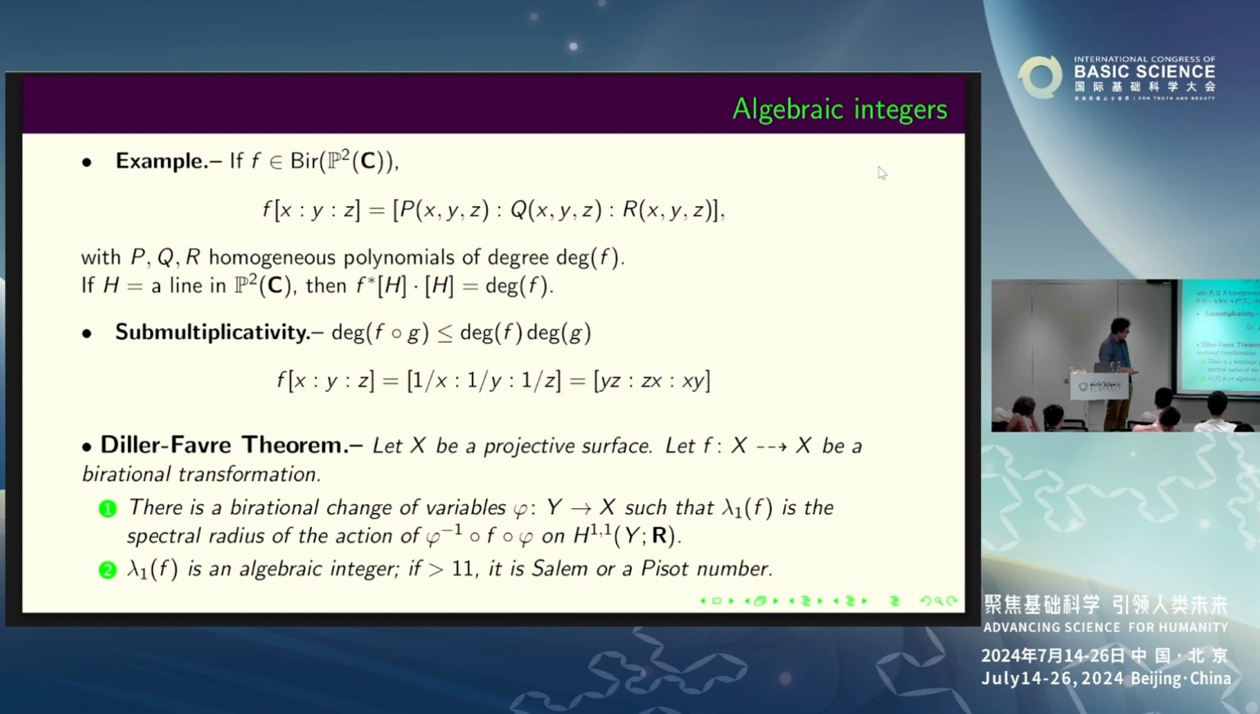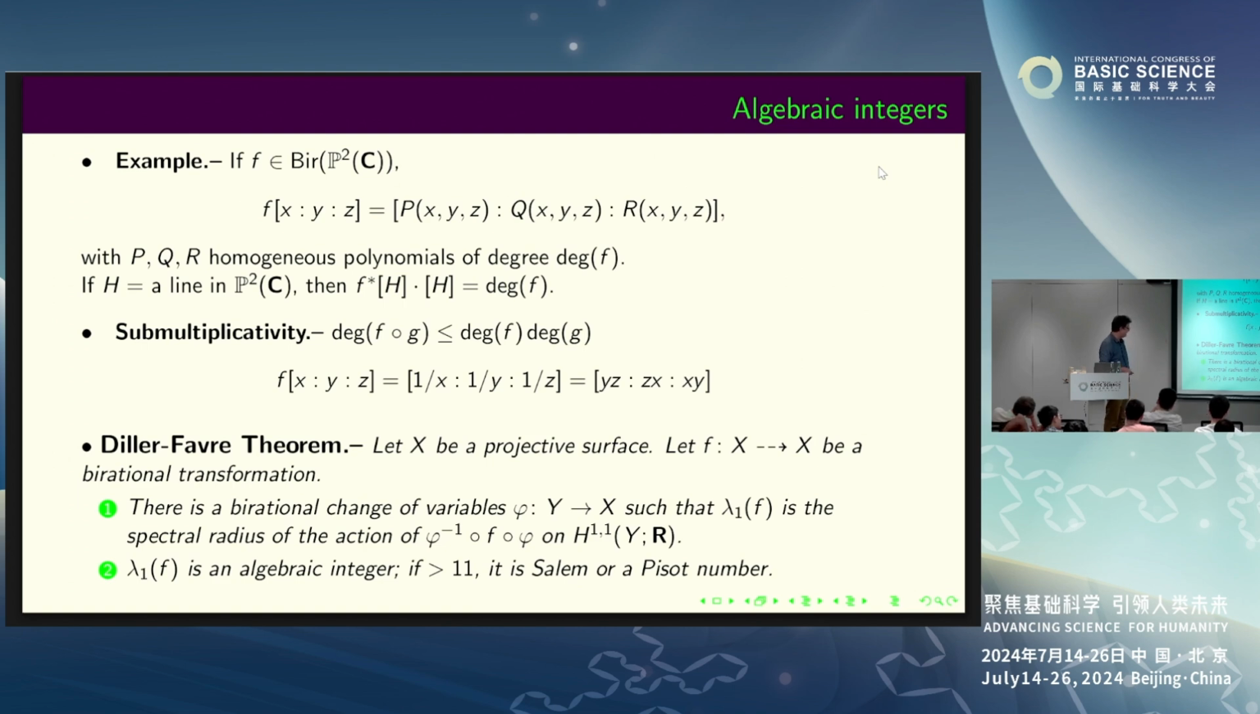If you need a large number of blow-ups to construct Y, typically lambda 1 becomes an eigenvalue of a matrix on a very large vector space, and it becomes an algebraic number of very large degree.